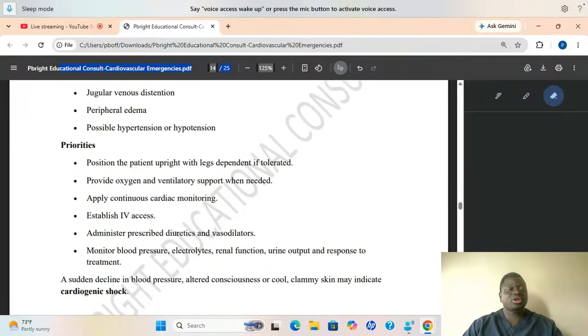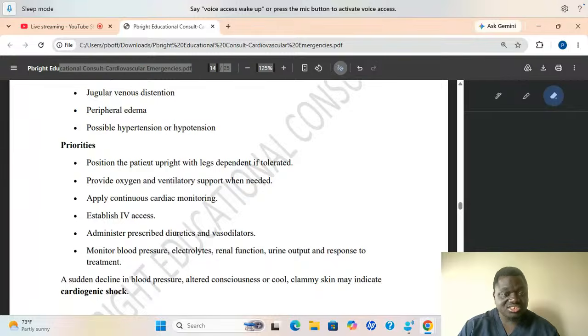The priority here, prioritizing interventions: position the patient upright with legs dependent if tolerated. Provide oxygen and ventilatory support when needed. Apply continuous cardiac monitoring. An IV line is still needed. Administer prescribed diuretics and vasodilators. Monitor your blood pressure, electrolytes, renal function, and urine output, and response to treatment.